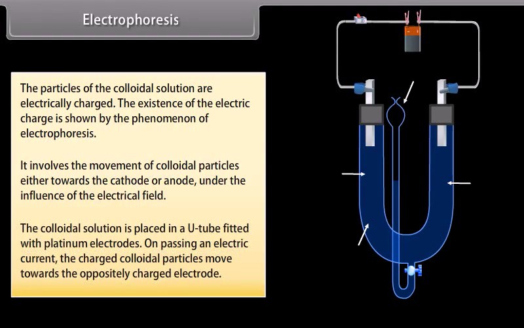The colloidal solution is placed in a U-tube fitted with platinum electrodes. On passing an electric current, the charged colloidal particles move towards the oppositely charged electrode.